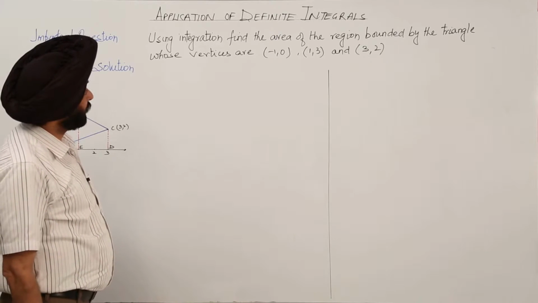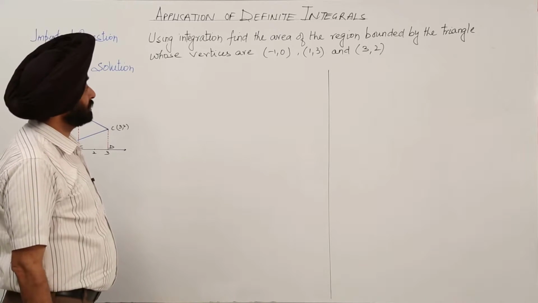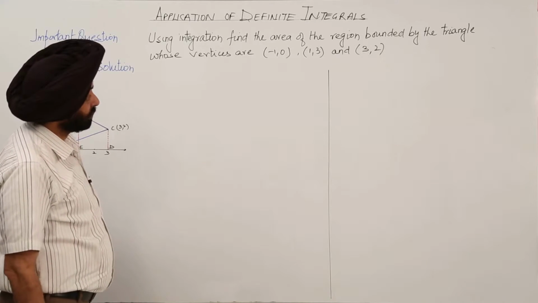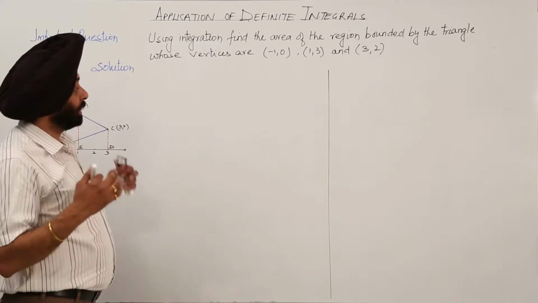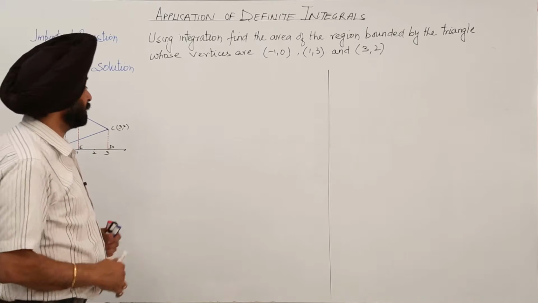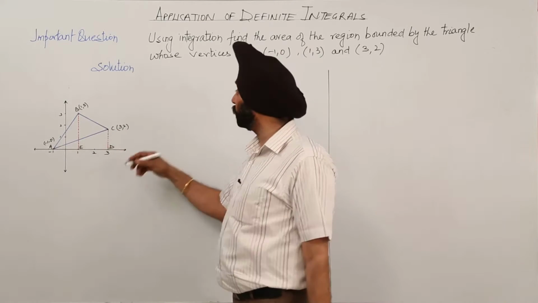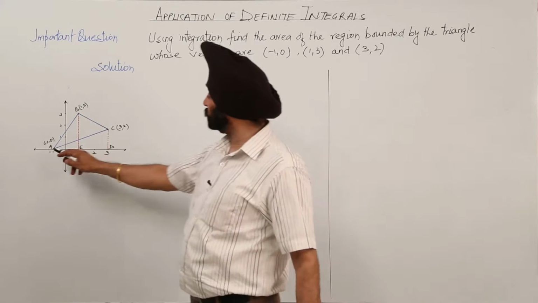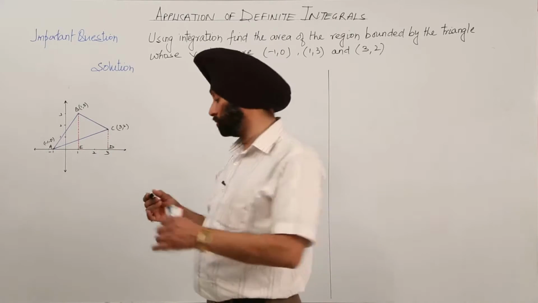We have to find the area of the region bounded by the triangle whose vertices are (-1, 0), (1, 3) and (3, 2). Let's plot these points on the graph paper and then we will get the required triangle. Here I have already drawn a rough sketch for the given points. Now (-1, 0) is A, B is (1, 3) and C is (3, 2).